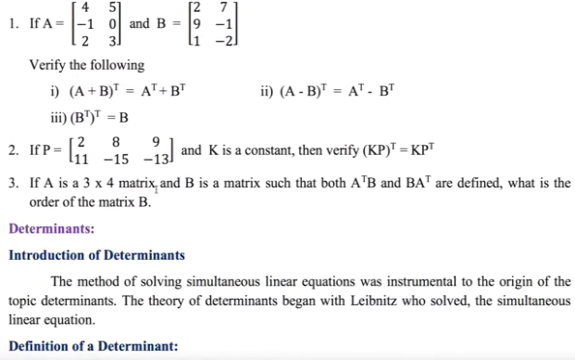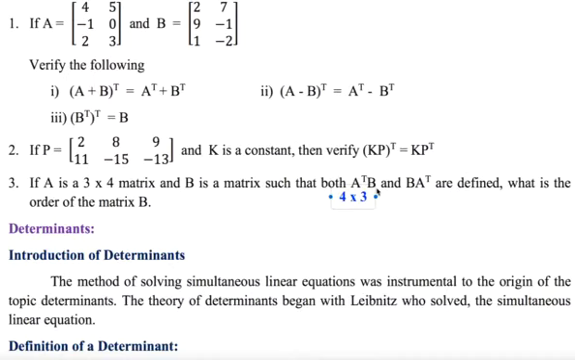Okay, if A is a 3 by 4 matrix, and B is a matrix such that A transpose B and B A transpose are defined, what is the order of the matrix B? A transpose B is defined means A transpose has order 4 by 3. Let me write the order here. 4 by 3 is the order of A transpose, right? So B must start with 3. The number of rows must be 3.